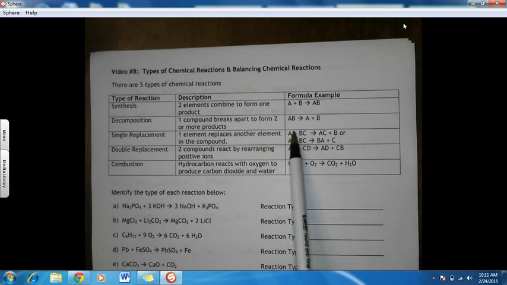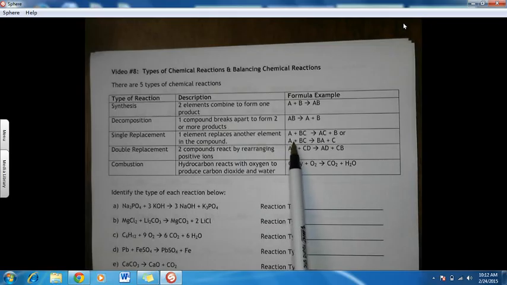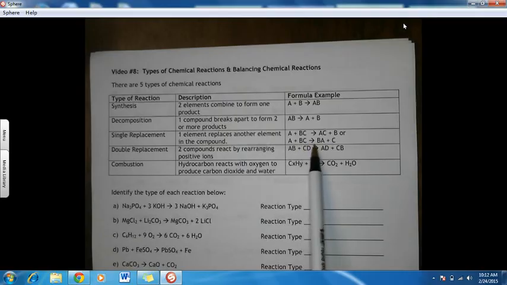So let's say the single element is a metal, then it would replace the first element here because that would be the metal. So A would combine with C and leave B on its own. And then A here, if it's a nonmetal, would replace C because that would be the nonmetal in the compound. You have B and A together and leaving C on its own.